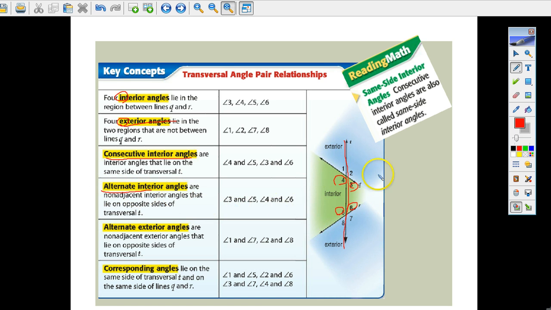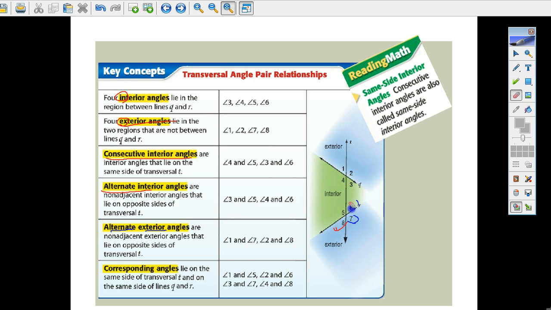Alternate interior. Alternate means skip one. So you have angles 3 and 5, alternate interior. And then you have 4 and 6 that are alternate interior. Alternate exterior is the same thing, but for the outside: 1 and 7, and then you have 2 and 8.